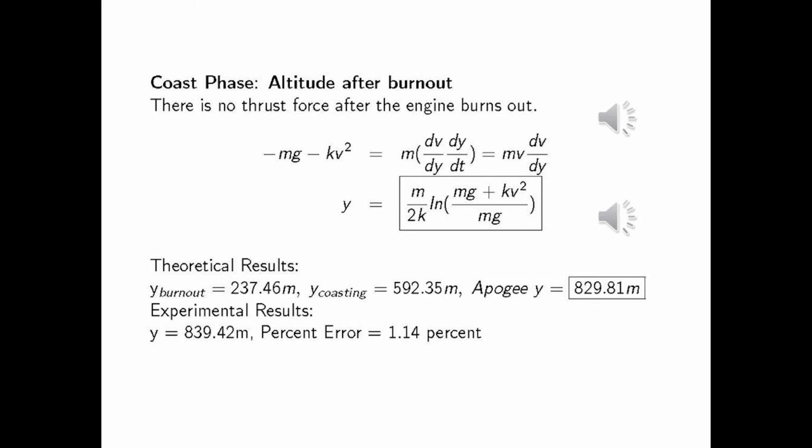So after doing all the simple calculations to get all the constants, we'll get the burnout altitude to be 237.46 meters and the coasting altitude to be 592.35 meters. So when you add them together, you get the apogee, which is 829.81 meters. The experimental result is 839.42 meters, which gives us a percent error of 1.14%. And so you can see that this percent error is very small.